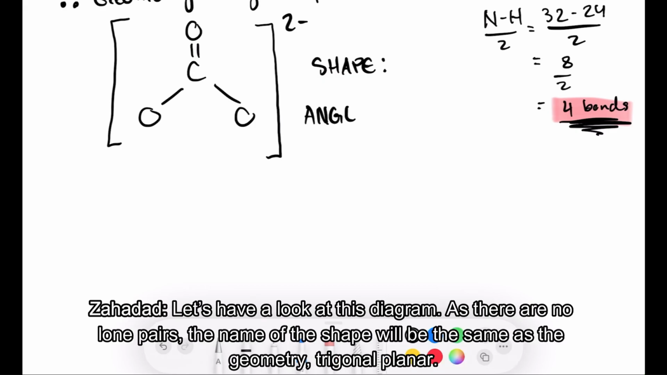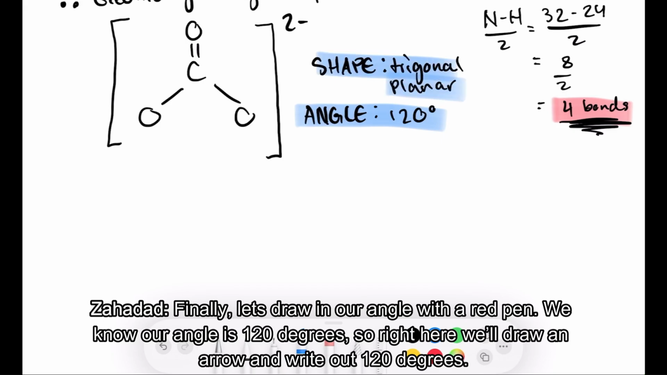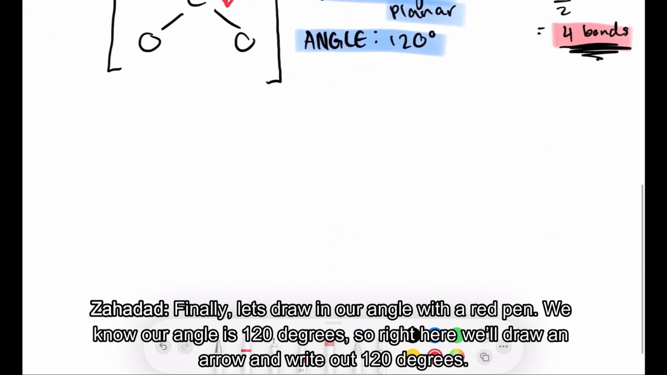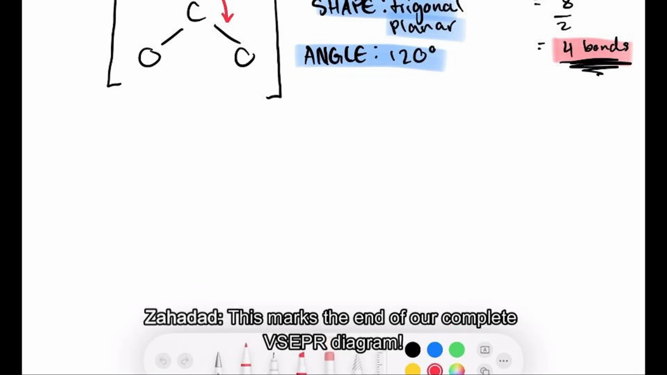Let's have a look at this diagram. As there are no lone pairs, the name of the shape will be the same as the geometry: trigonal planar. Finally, let's draw in our angle with a red pen. We know our angle is 120 degrees, so right here, we'll draw it in with an arrow and write out 120 degrees. This marks the end of our complete VSEPR diagram.